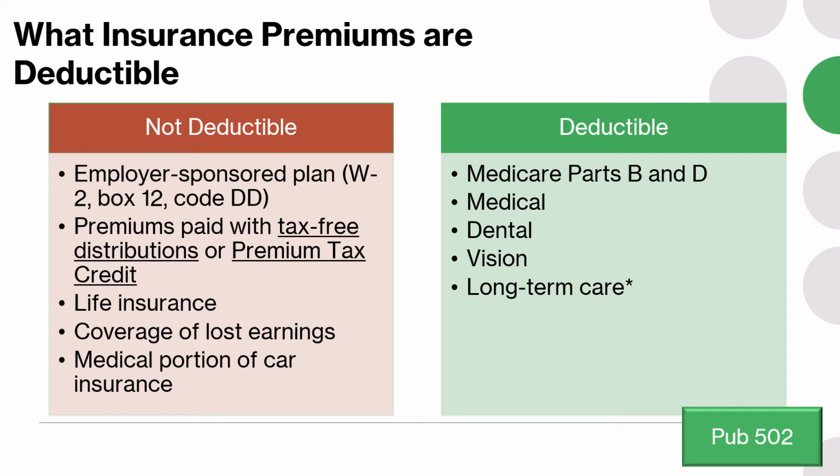It could be premiums for medical insurance, dental insurance, vision insurance, and it could also be for long-term care insurance, but I put a little star by that. If you have a situation where somebody is wanting to deduct some long-term care insurance premiums, you really need to head on over to Publication 502 and look at the limitations for that.